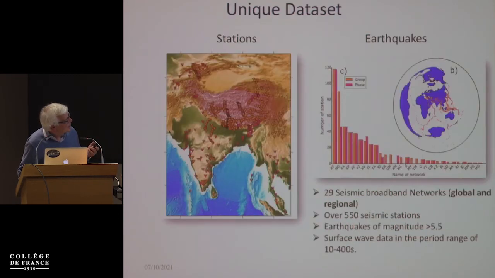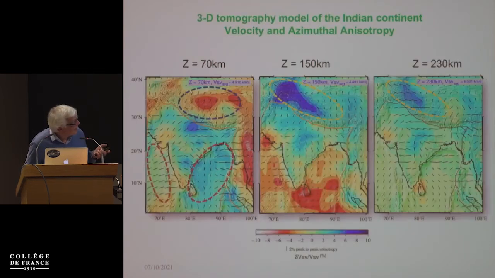And we were very lucky because we had access to a lot of data. You see that India is a very secret country. It's very difficult to have access to seismic data, but they have a lot of broadband seismic data, and that's the example of the seismic network we were able to use to make this study. Okay, so I will move to the results.